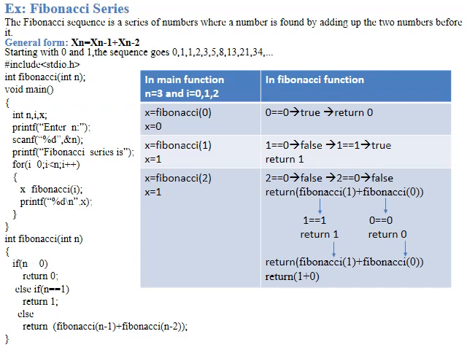So the next example is to generate the Fibonacci series up to n terms. The general form of the Fibonacci series is that the nth term xn can be obtained by adding the previous two terms, xn minus 1 plus xn minus 2.